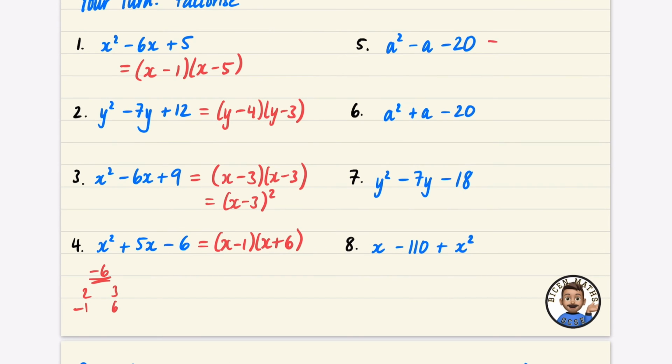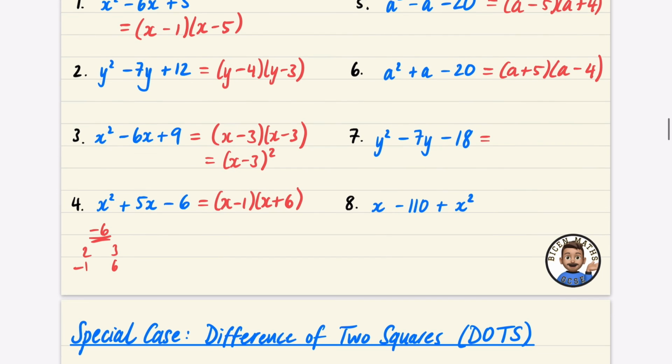Okay, so I want them to multiply to minus 20 and add to a. I'm going to go straight in with the answer. It's going to be a minus 5, a plus 4. This one is slightly different, so you're going to get the opposite. You're going to get a plus 5 and a minus 4. Two numbers that multiply to minus 18 but add to negative 7. It is going to be minus 9 and plus 2. Negative 18, minus 9 plus 2 is minus 7.